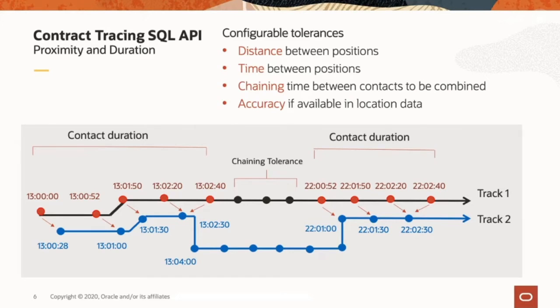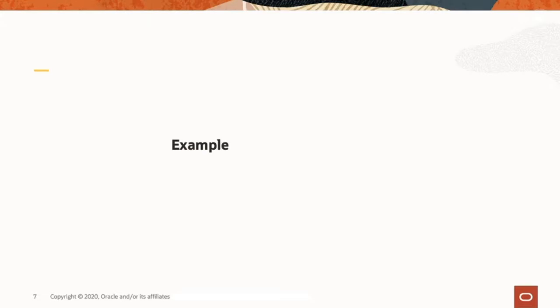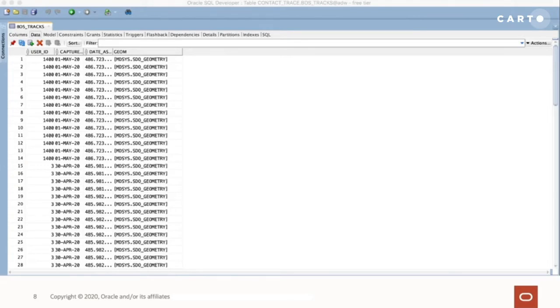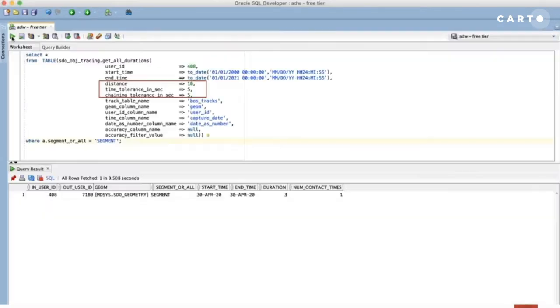configurable tolerances. So as an example, we feed some tracking data into the API. In this case, this happens to be tracking data from a bike club tracking through the city of Boston. I have this tracking data. It's simply a unique identifier for who, in this case, or what is being tracked, the timestamp of that tracking, displayed here as a date but actually a timestamp, and the geometry.